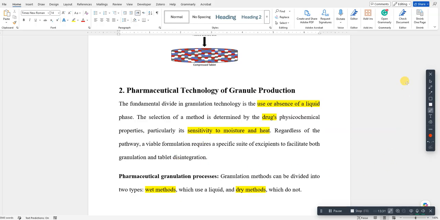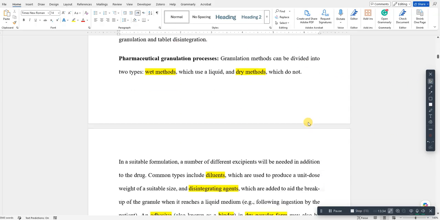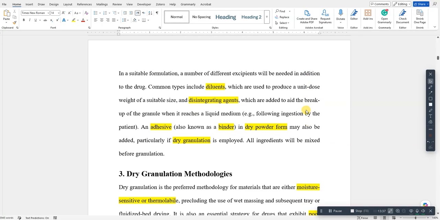So that's why we can classify granulation into wet and dry methods. After adding the diluents, the disintegrating agents, and other necessary ingredients, except lubricants, as you heard in the video, lubricants are added at the end just before tableting. So after you add these ingredients, you might want to add an adhesive, or we call it a binder, in a dry form if you're going to do dry granulation.